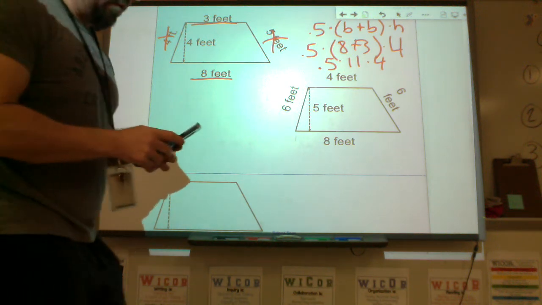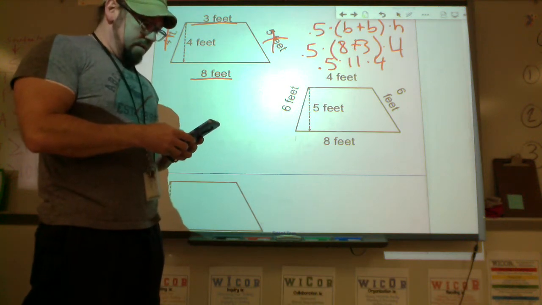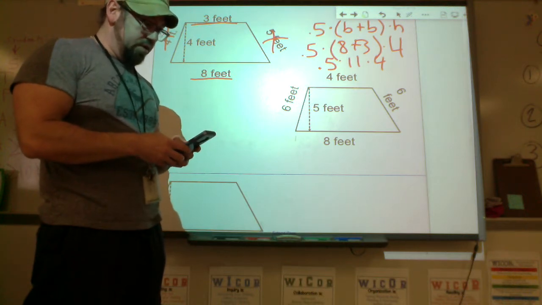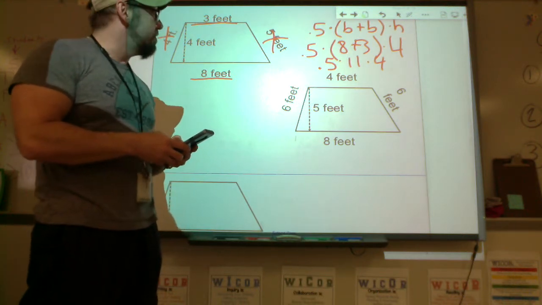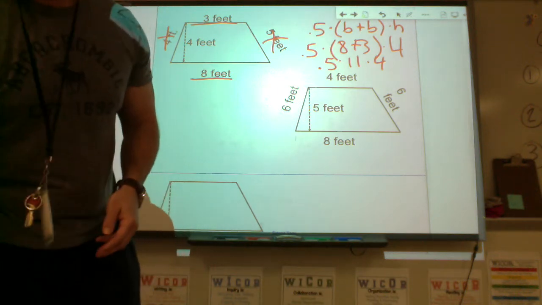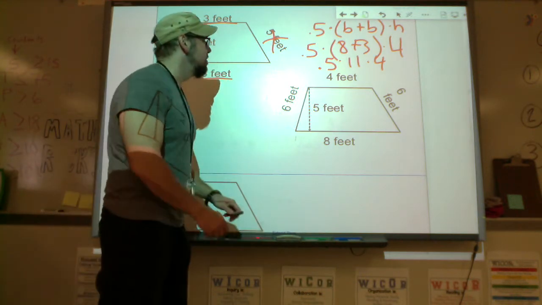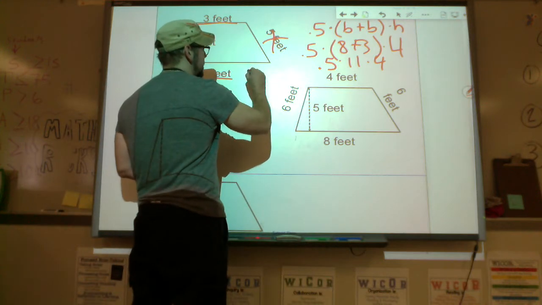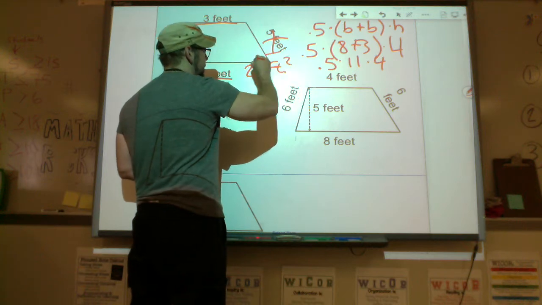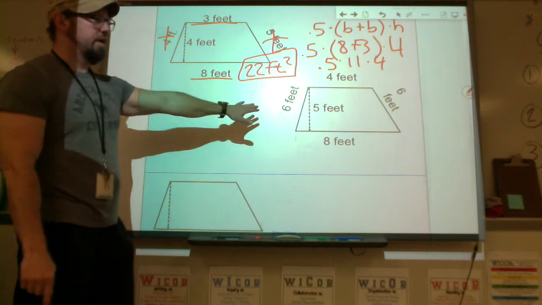Right, and I'm going to do it on my calculator. 11 times 4 times 0.5, I got 22. I'm going to do it twice because I want to make sure I get the right answer, right? I'm going to get 22 again. And because I'm talking about the area, it's going to be squared. So this will be 22 feet squared. Okay?